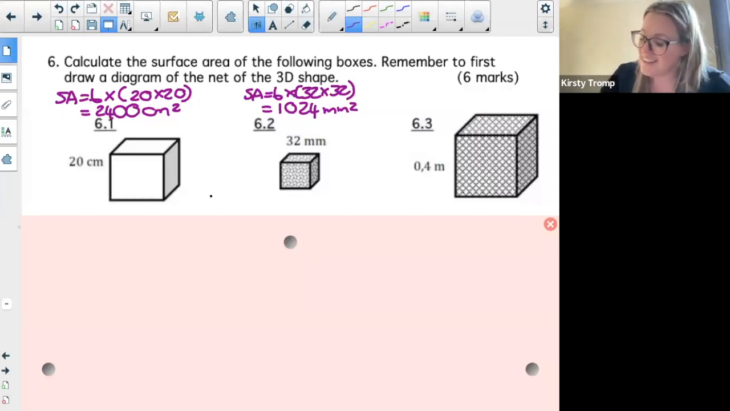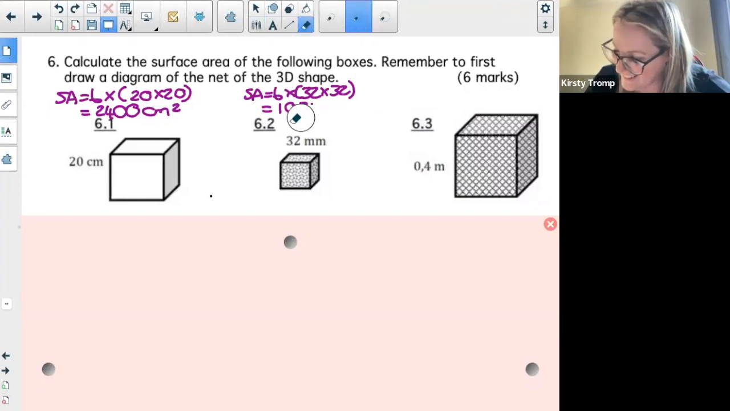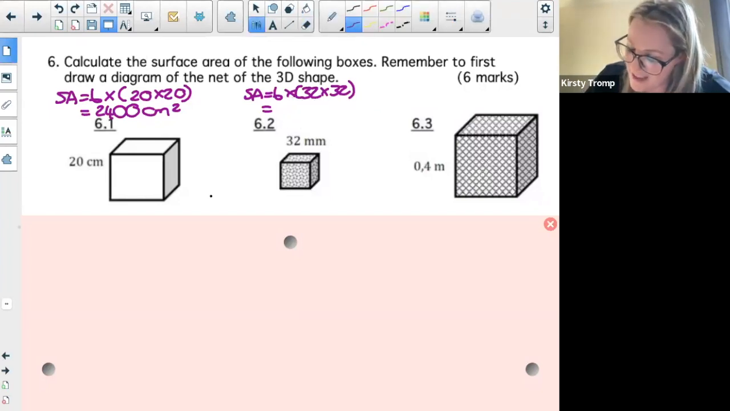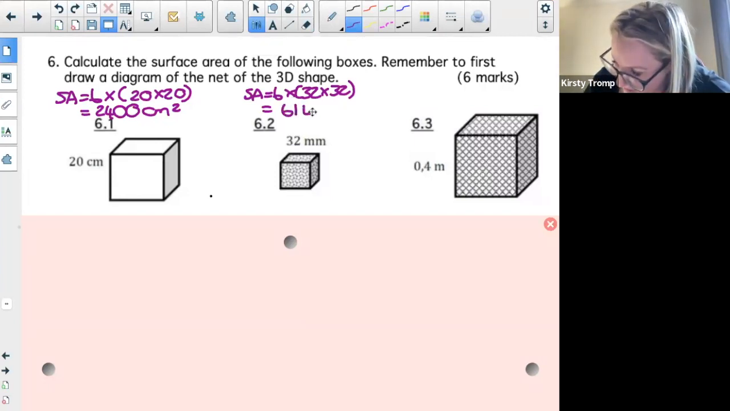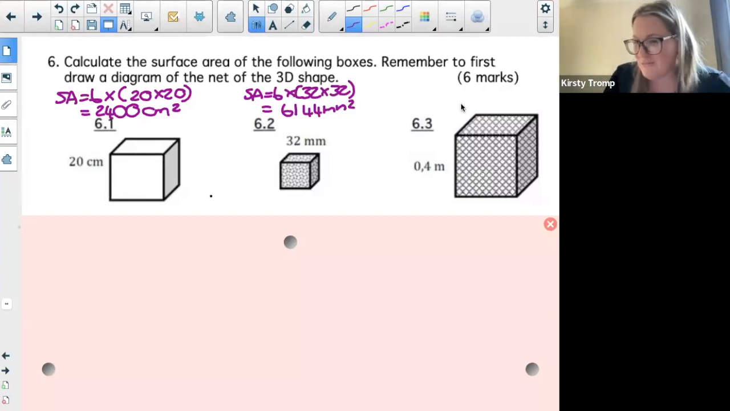All right. The total answer is 6,144 millimeters squared. Thank you. Are you sure? So let's go. I'm going to do it on my calculator. 6 times 32 times 32 equals 6,144. Double check. Thank you so much, ma'am.